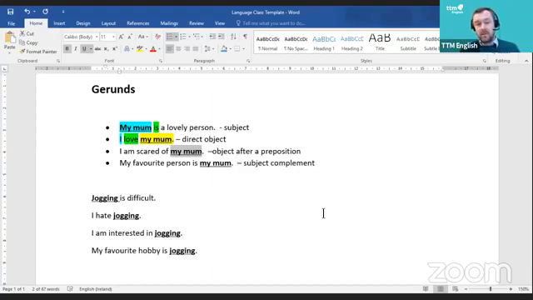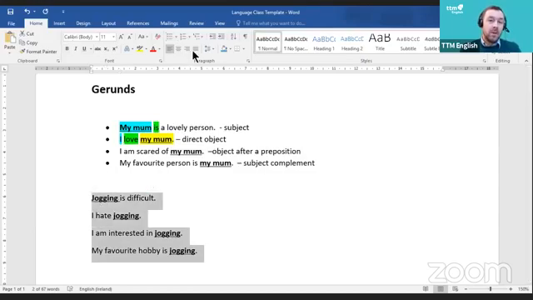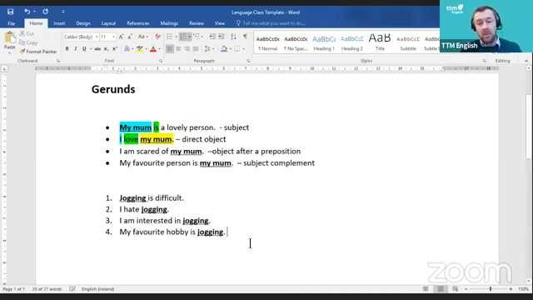But to jog is a verb. When we want to use it as a noun, as the subject or the object, or to follow a preposition, or to use it as a subject complement, like in the last example, number 4, then we turn it into a noun by putting ing. So that is the example of a gerund.